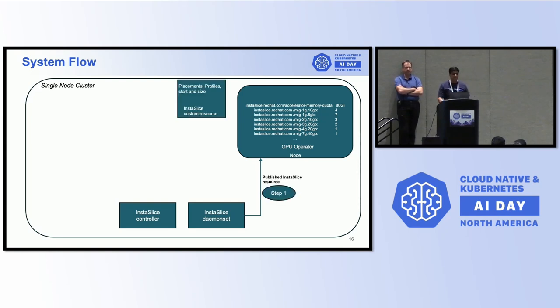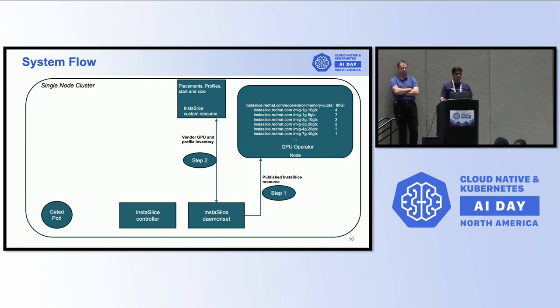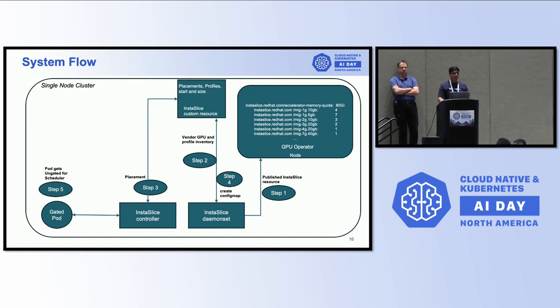on the node. Once this happens, the daemon set will later create the InstaSlice CR with placement profiles that are available by the vendor GPU. Later, the gated pod is queried by the InstaSlice controller, and then the controller will look for a placement for such a gated pod. It will create the config map such that it can pin the pod to the desired GPU, and finally it will ungate the pod so that the scheduler can consume the placement which is created by the InstaSlice controller.